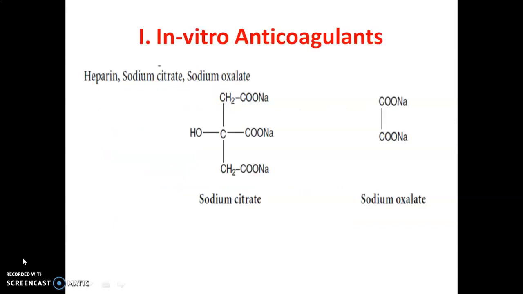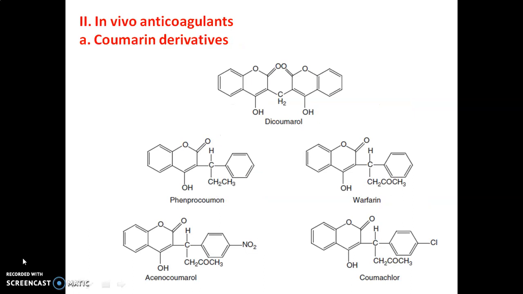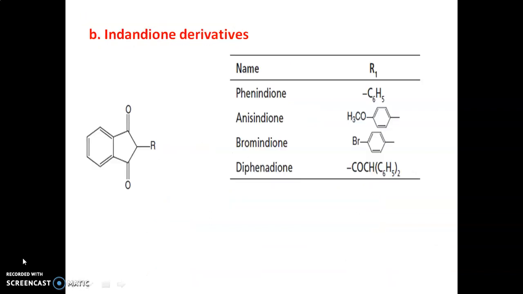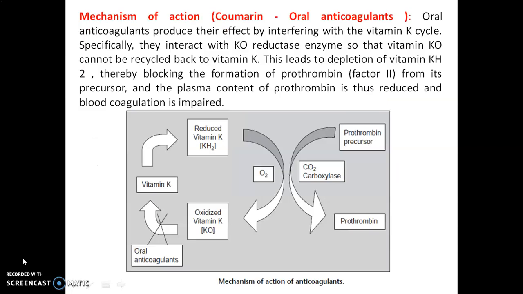Now these are some structures of in vitro anticoagulants such as sodium citrate, sodium oxalate. Now in vivo anticoagulant, here these are the structures of coumarin derivatives such as dicumarol, warfarin, etc. This is the indandione derivatives. Examples are phenindione, anisindione, bromindione or diphenadione. Now we have seen the classification, which are in vivo and in vitro classification. Now we are starting with the oral anticoagulants which are specified in our syllabus.